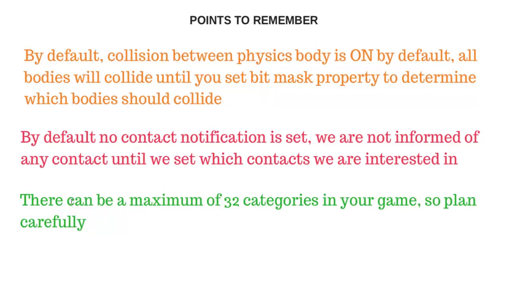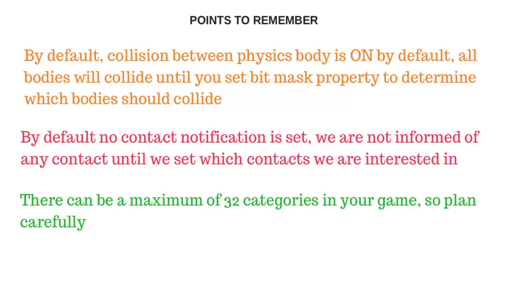And finally, there can be a maximum of 32 categories in your game. So plan carefully. So if you're going to have a lot of different sprite node in your app, and then you want to make sure that all of them belong to different categories. Keep in mind that you can only have 32 categories maximum in your game.